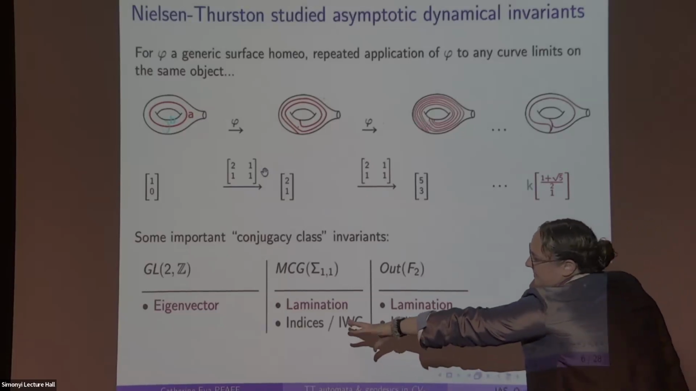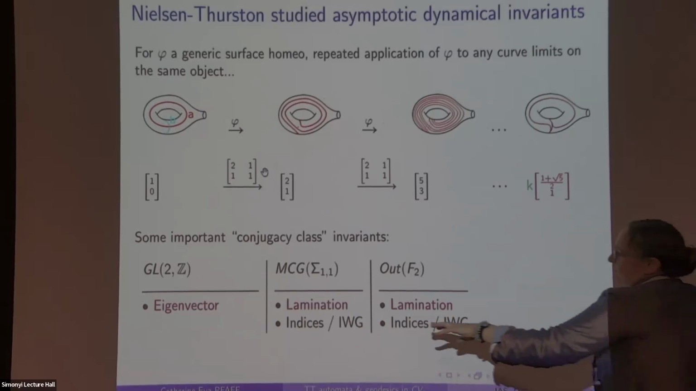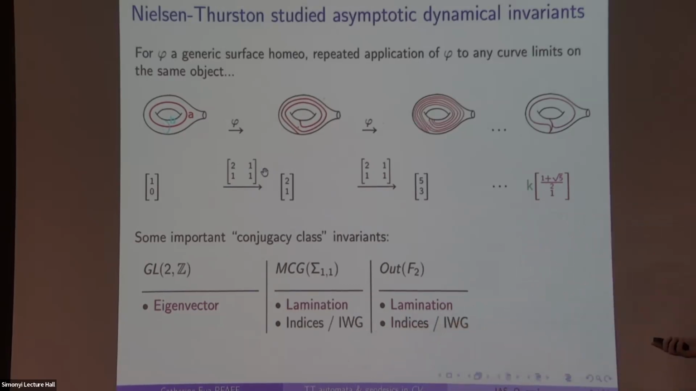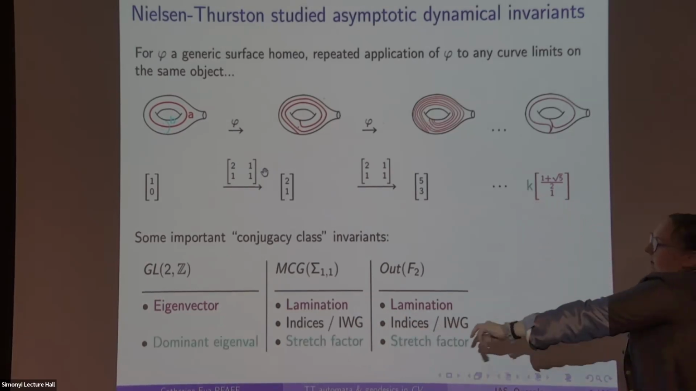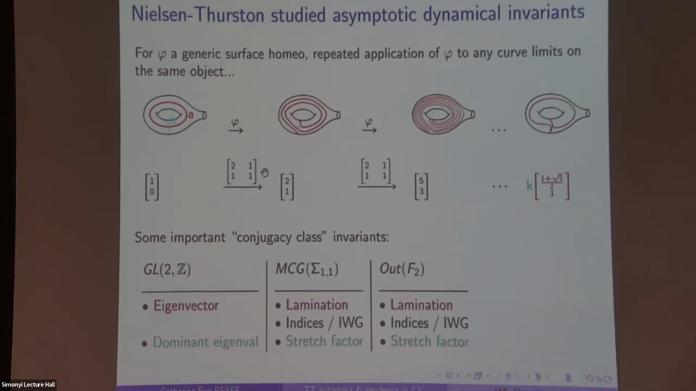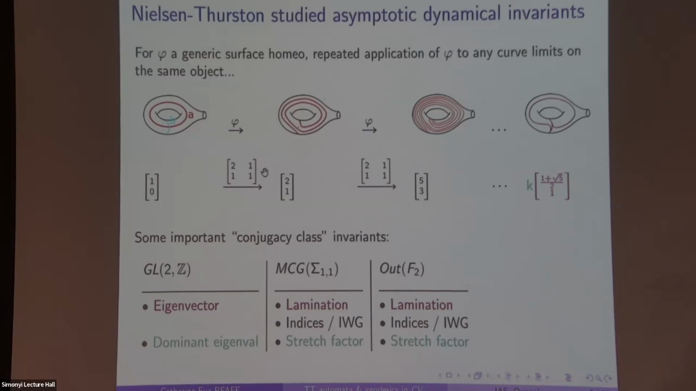So people talk about indices: if you have a pseudo-Anosov and you have the invariant foliation, it has an index list. And we have some notion of an index or an ideal Whitehead graph in this setting also. This dominant eigenvalue here is going to correspond to the stretch factor or dilatation in these circumstances. And so those are the notions; we have the picture in the back of your head as we go through what I'm doing in a probably less familiar setting. Okay.